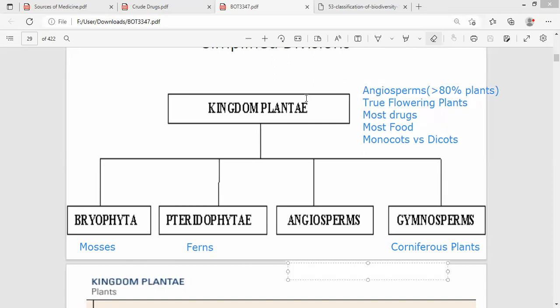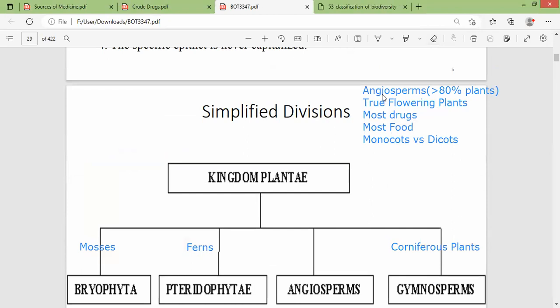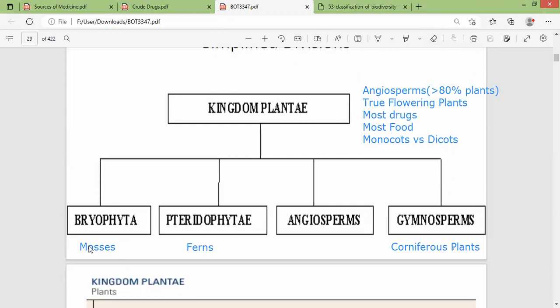So right now, we'll just summarize. Yeah, let me clear that. So just remember this. Bryophyta, these are the mosses. Pteridophyta, again, it's the ferns. The gymnosperms is the coniferous plants. Angiosperms is the most important division of the kingdom Plantae. Here is where we'll have our food coming from, our drugs, the likes of alkaloids will be here. And then our very important classifications in angiosperms will have our monocots and dicots. Remember from high school, monocotyledon and dicotyledon.